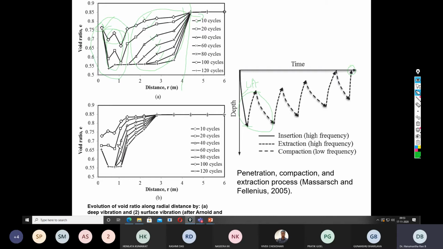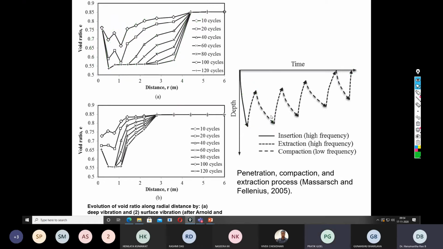So similarly, this is deep vibration and surface vibration. This is due to the surface vibration, and this is due to the deep vibration. So we can also understand the difference between the surface vibration and the deep vibration. Deep vibration is more effective as compared with the surface vibration. Okay, so this is a full description to help you understand the performance of the vibroflotation technique.